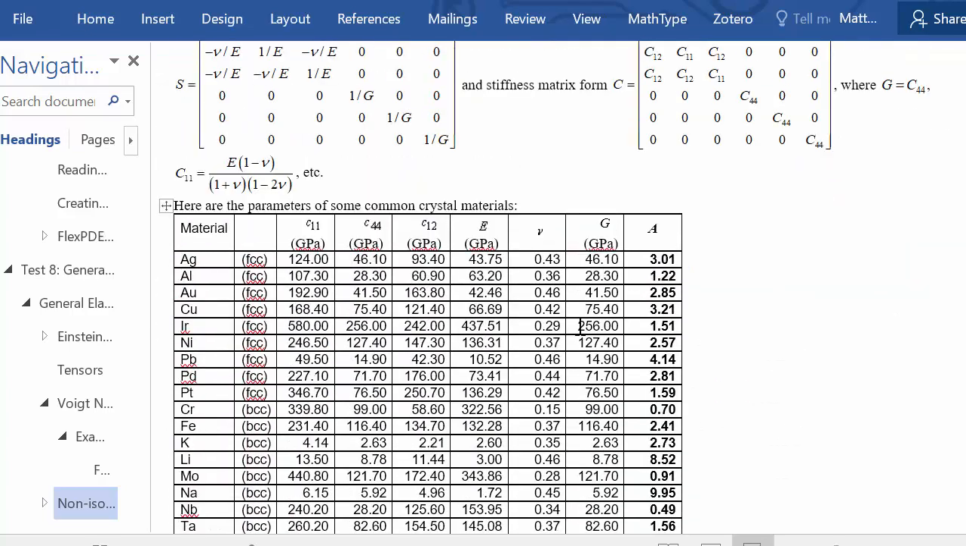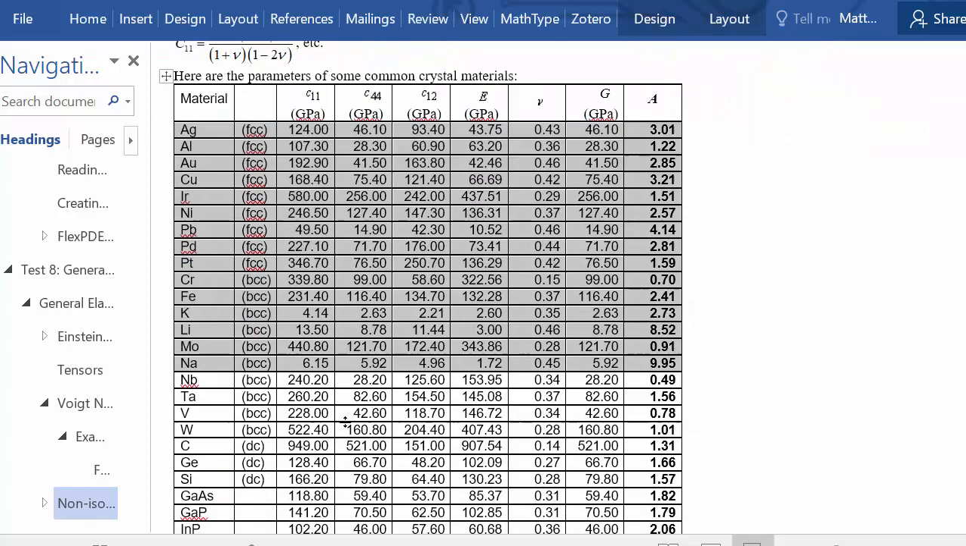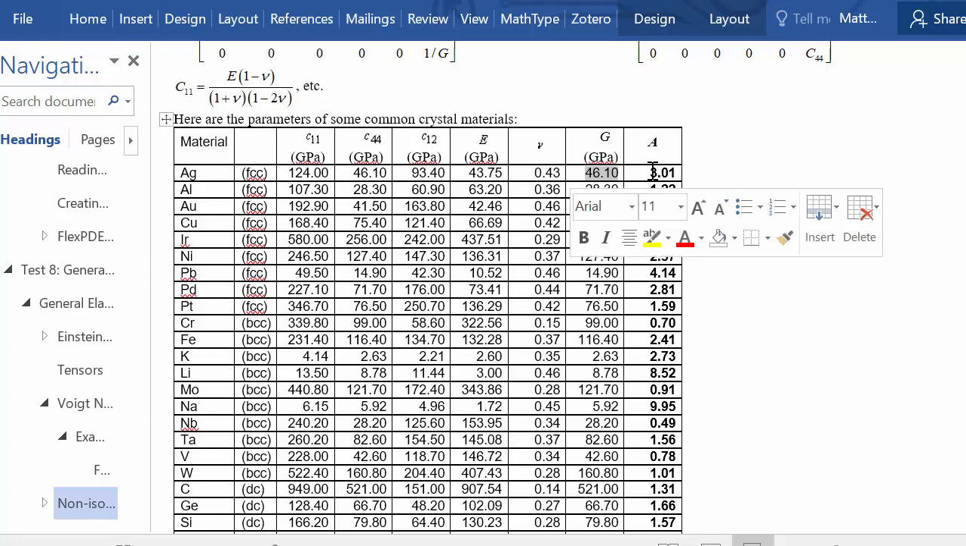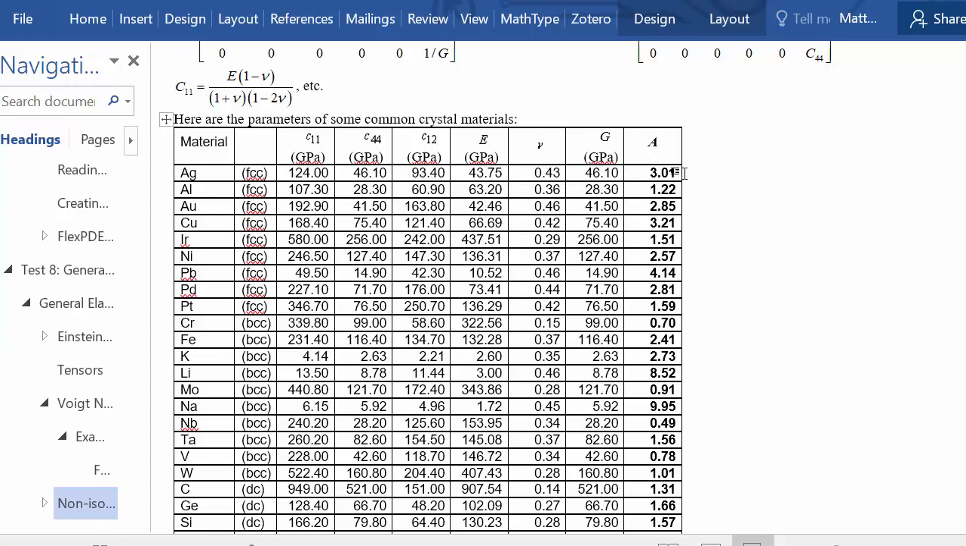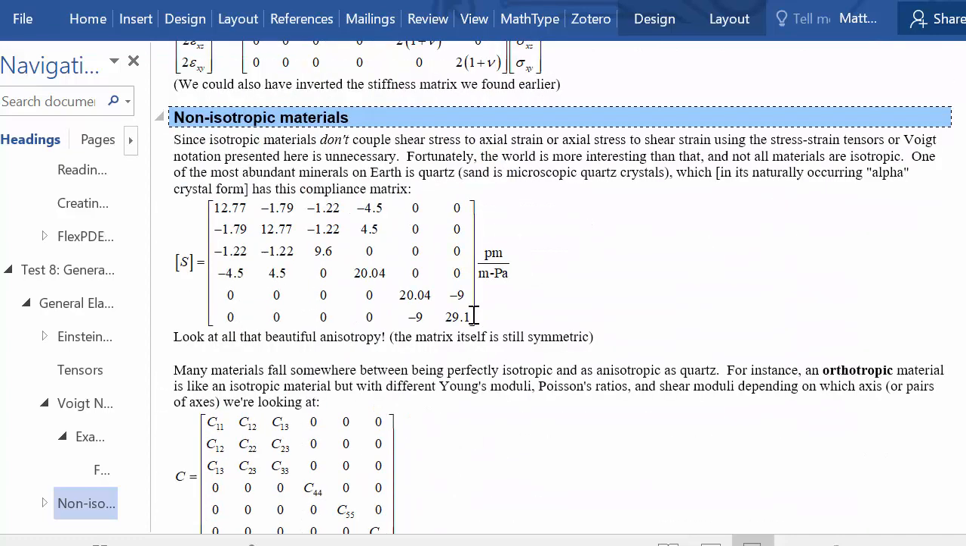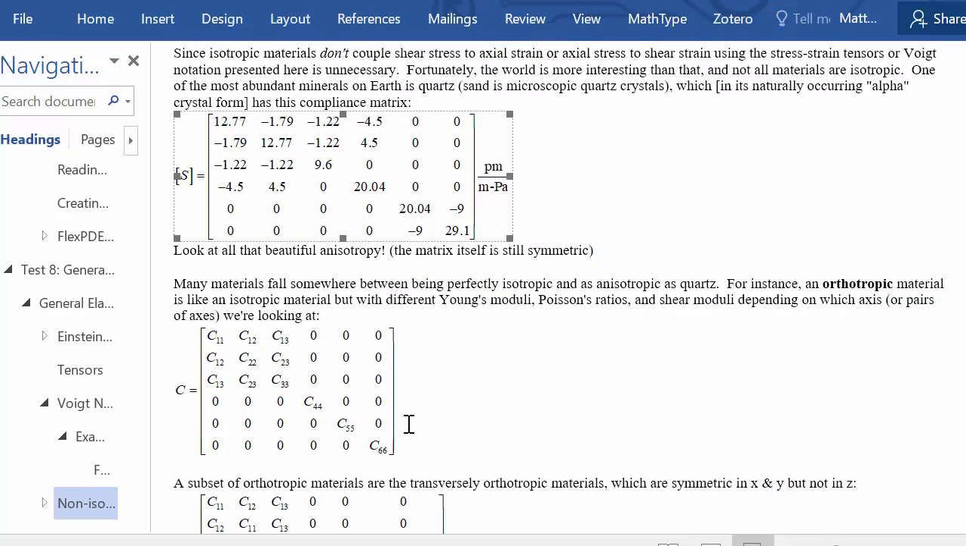So there's a list of what the pure cubic single crystal materials behave like. This is listing out what their actual G is, and then looking at the asymmetry, which is how far the actual G deviates from the predicted G based on E over 2 times 1 plus nu in a proportional sense. Basically this is just a set of write-ups on how you would deal with the different kinds of crystal symmetries that you could have.